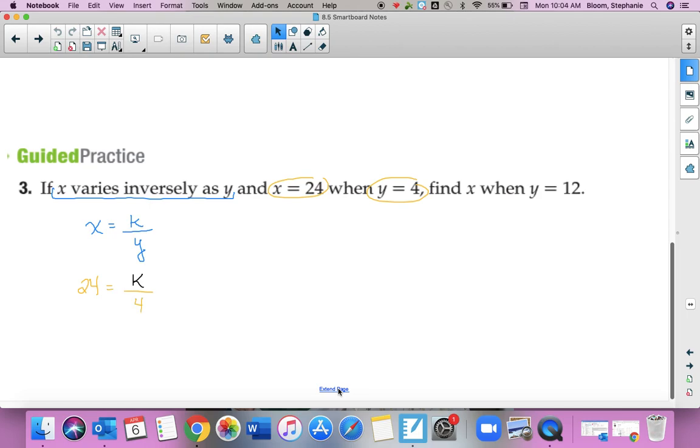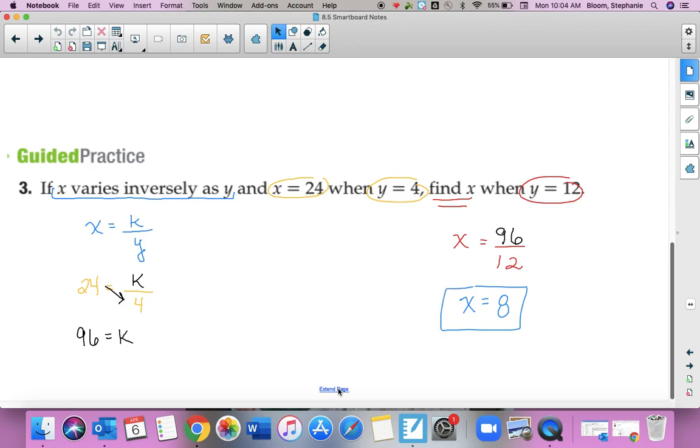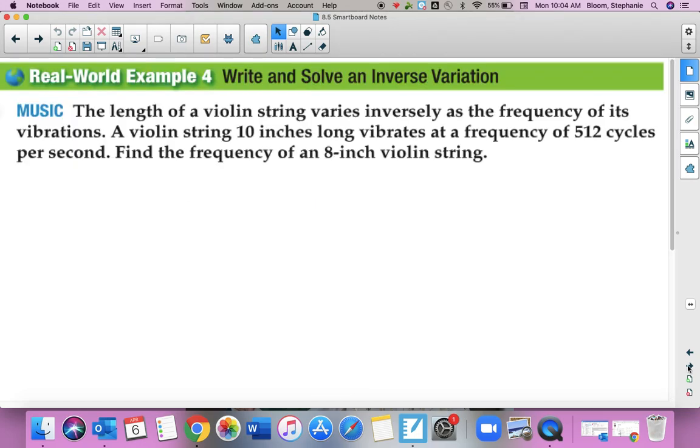I want to find that k. So again, I'm going to cross multiply. So this would be 96 is equal to k. So I know that constant of variation there. We want to find x when y equals 12. So I'm going to put my 12 for my y. I'm going to take my k of 96 and plug it in. And then I'm just going to simplify that. And when I simplify 96 divided by 12, I get 8. Okay? Last one with inverse variation.